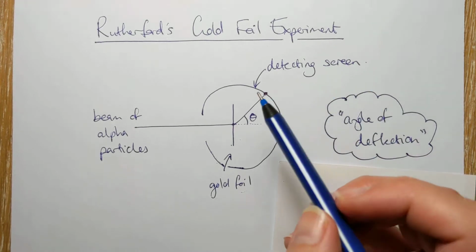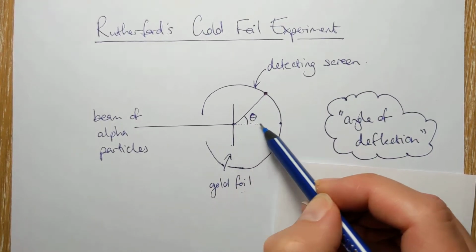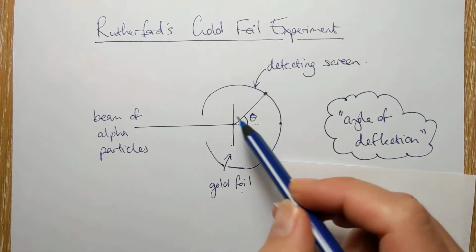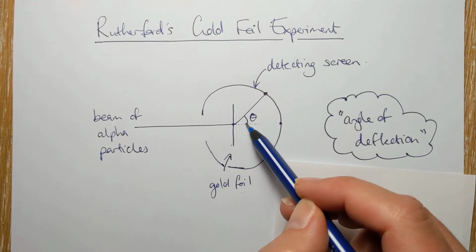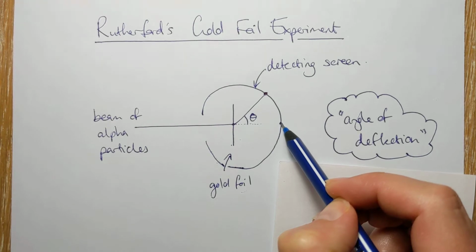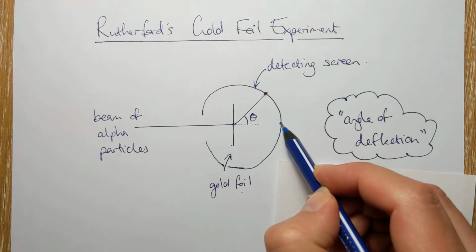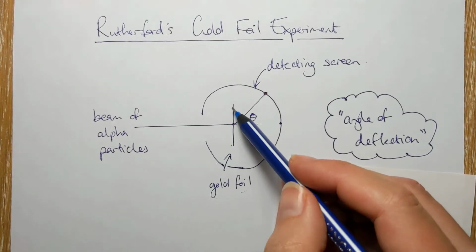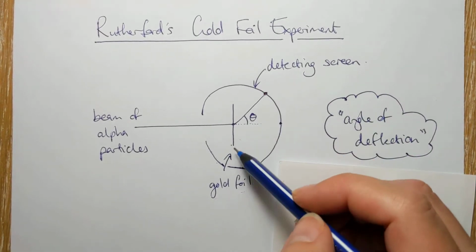Because this is what happened. Virtually all of the alpha particles ended up there. So virtually everything that was fired at the gold foil managed to get straight through without hitting anything and ended up there on the screen. Now that was very surprising, the fact that it was virtually all of them, because that means that the gold foil has to be mostly empty space, or that wouldn't happen. So that was the first thing that was very dramatic.